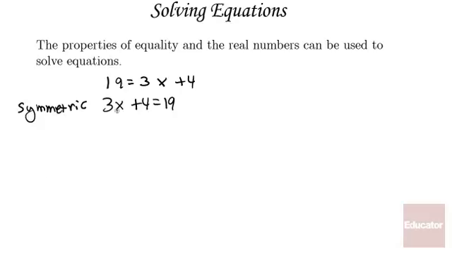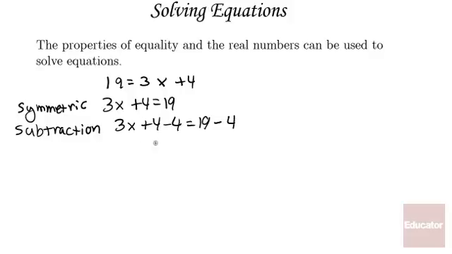Next, I need to isolate x, so I'm going to subtract 4 from both sides. And that utilizes the subtraction property. Subtracting 4 from both sides, I get 3x, the 4's cancel out, and I get 3x equals 15.